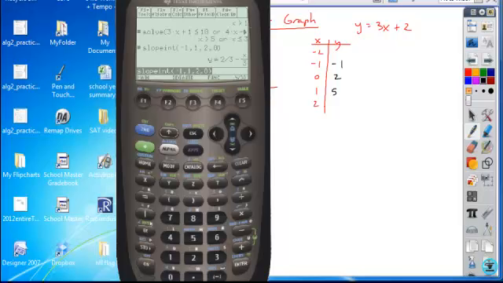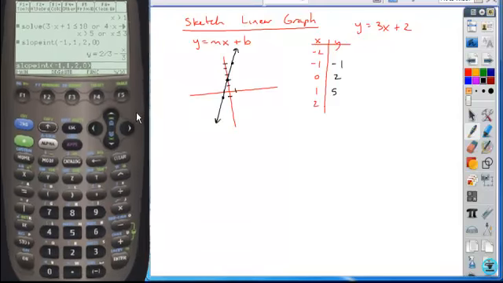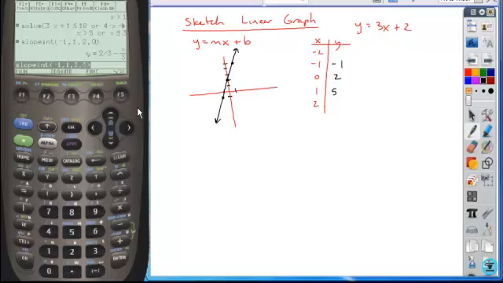Your calculators will only graph functions. If you have something that's not a function, you have to kind of break it into pieces and graph each part individually. Now I think most of what you guys are going to be asked to graph in this class will be functions anyway, so it shouldn't be a big problem.